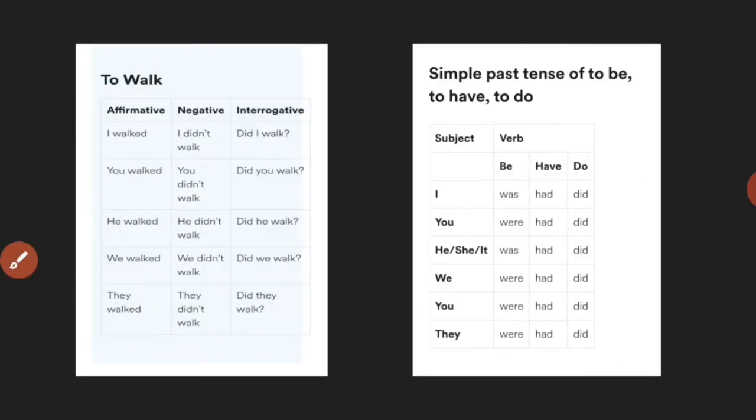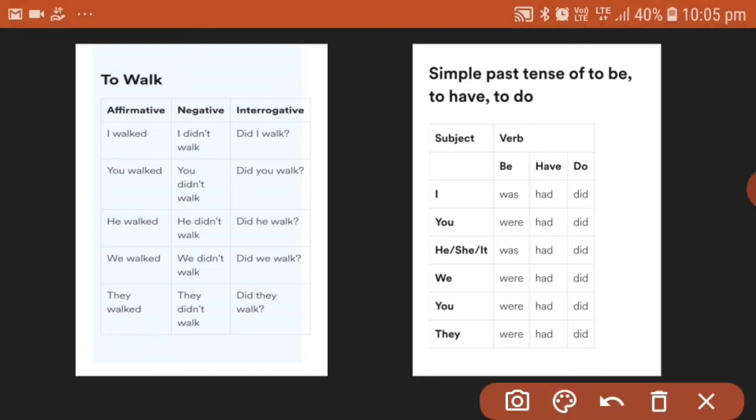Next sentence, there is the example of to walk. Here you can check affirmative sentences, negative sentences, interrogative sentences. In affirmative sentences, here you can check I walked, you walked, he walked, we walked, they walked.